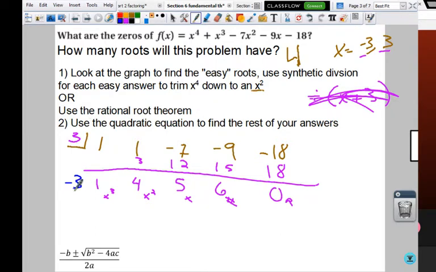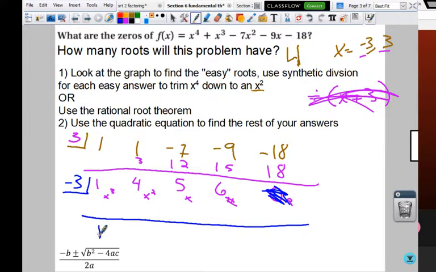I'm not even going to rewrite it. I'm just going to put -3 right here. I'm going to do a brand new second synthetic division. Because my remainder is 0, I'm not even going to put it on here. I'm just going to cross it out. So, synthetic division just like last time.